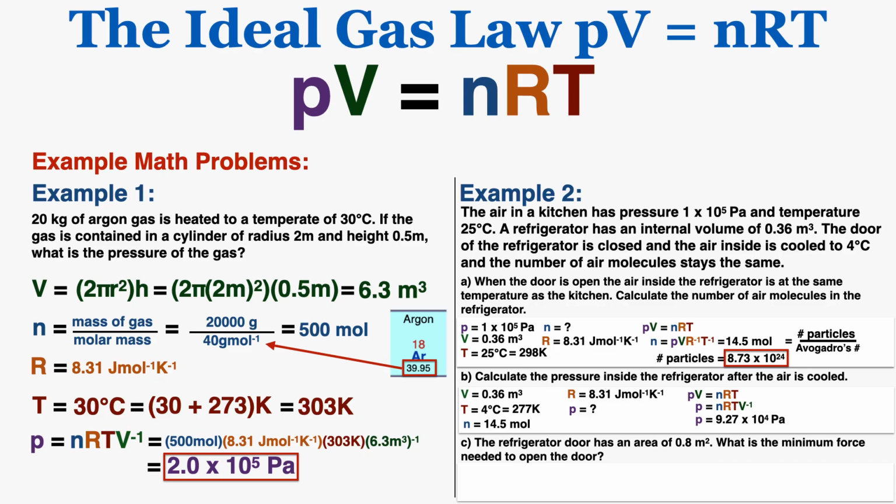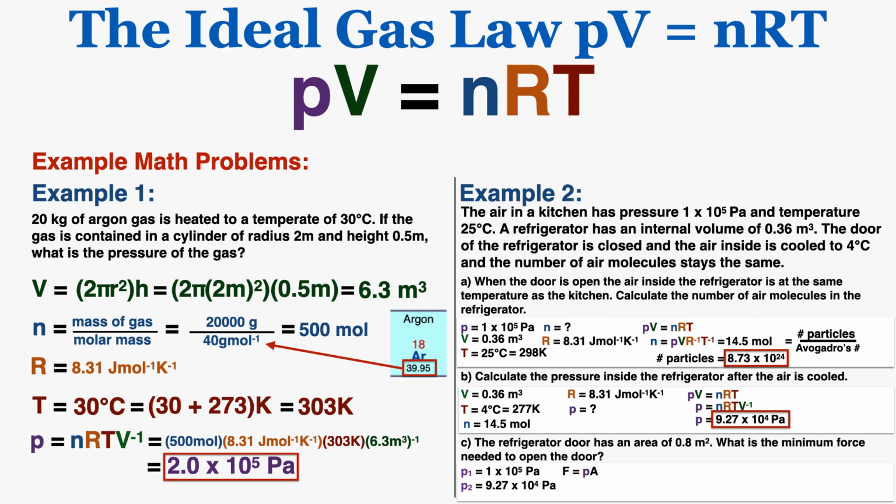Part C says the refrigerator door has an area of 0.8 meters squared. What is the minimum force needed to open the door? You will remember from the pressure lecture that we need to understand the force on both sides of the door before we can understand how much force it takes to open the door. The pressure on one side, the outside, is 1 times 10 to the 5th pascals, and on the other side, from the previous answer, is 9.27 times 10 to the 4th pascals.